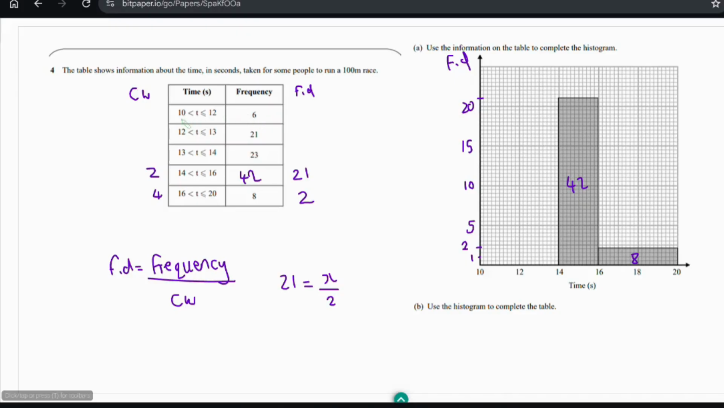So 6 divided by the class width. 21 divided by 1. 23 divided by 1. So here between 10 and 12 is 3. Between 12 and 13, 21. Between 13 and 14, 23.